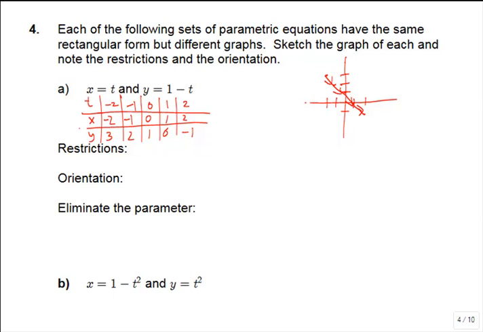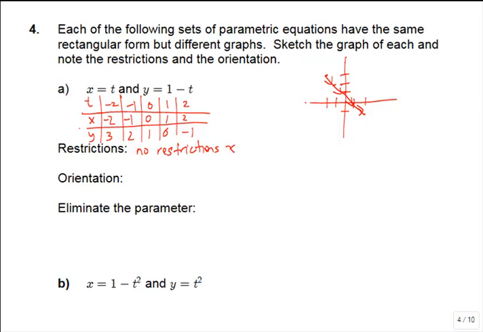Now, is there any restrictions on what x and y could be? In other words, t can be anything because we don't have any restriction on how t is defined. So since x is also t and there's no restrictions on t, then there's no restrictions on x.